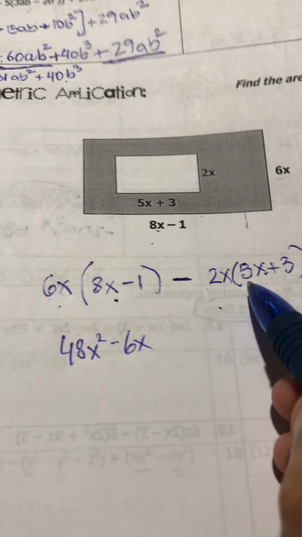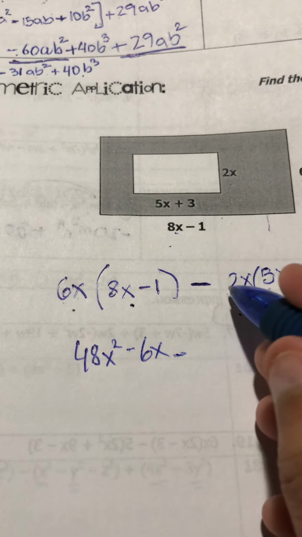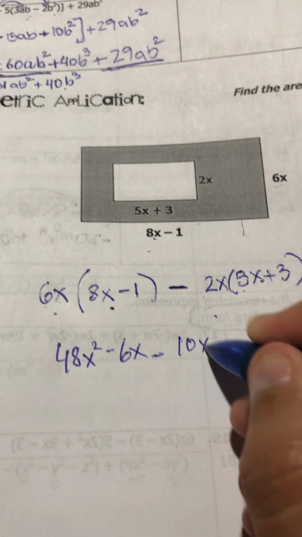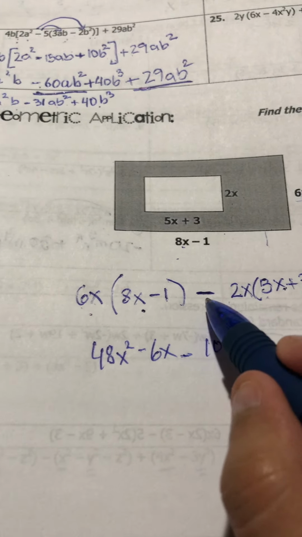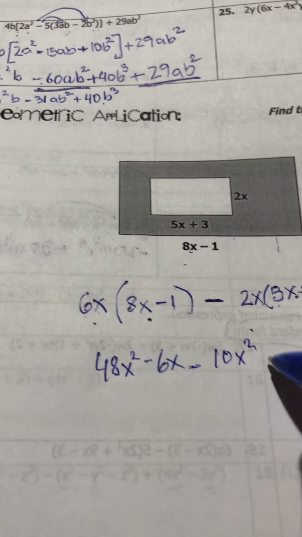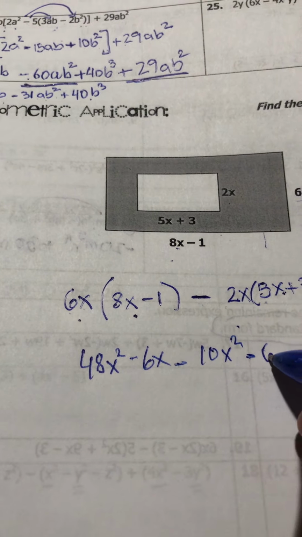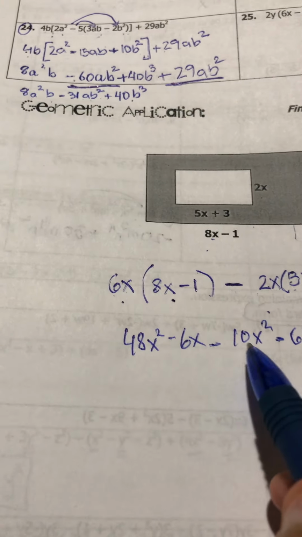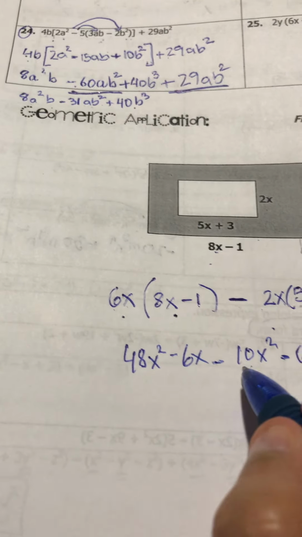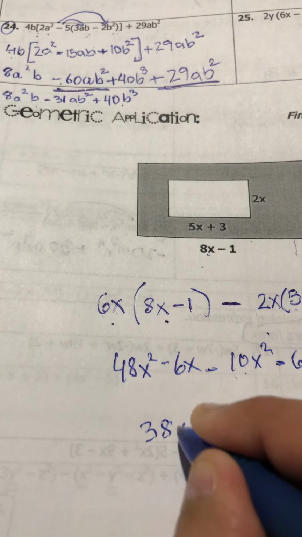Now when we multiply this, we get 2 times 5 is 10x squared, and then I have to distribute 2x with 3 also. Make sure it's negative 2x now. So it's going to be minus 6x. Now I'm going to combine the like terms. I can combine 48 and 10. I get 48 minus 10 gives me 38x squared.